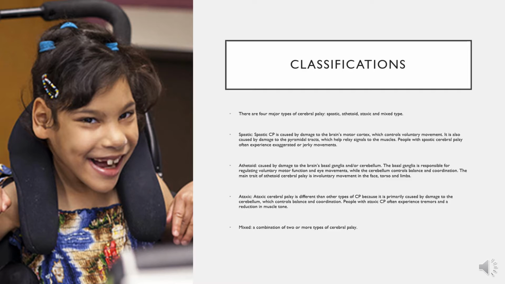Now we have ataxic. Ataxic cerebral palsy is different than the other types because it is primarily caused by damage to the cerebellum, which controls balance and coordination. People with this type of CP often experience tremors and a reduction in muscle tone. And lastly, we have mixed, which is a combination of 2 or more types of cerebral palsy.